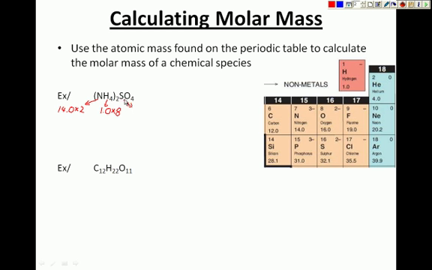Now, how many sulfurs are there? Well, there's only 1, and so it's going to be 32.1 times 1, or in other words, just 32.1. And then finally, we see oxygen. And we have 4 oxygen. Each oxygen has a molar mass of 16, so it's going to be 16.0 times 4. Okay, so we're going to take all of these and add them up.